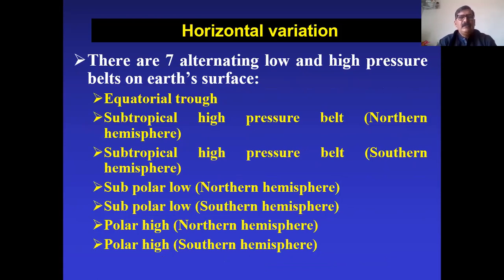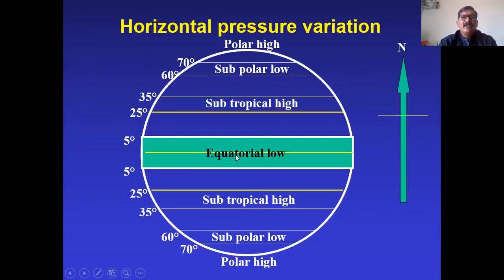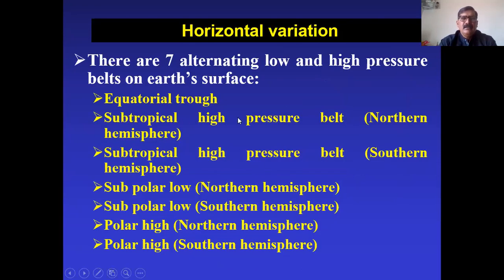For the horizontal distribution of the atmospheric pressure, there are 7 belts we are going to see through the figure. So this is the equatorial low. Near the equator, temperature is more and the pressure is less. Then the subtropical highs and subpolar lows, both north and south, and the polar high north and polar high south. So these are the 7 belts, as already explained.